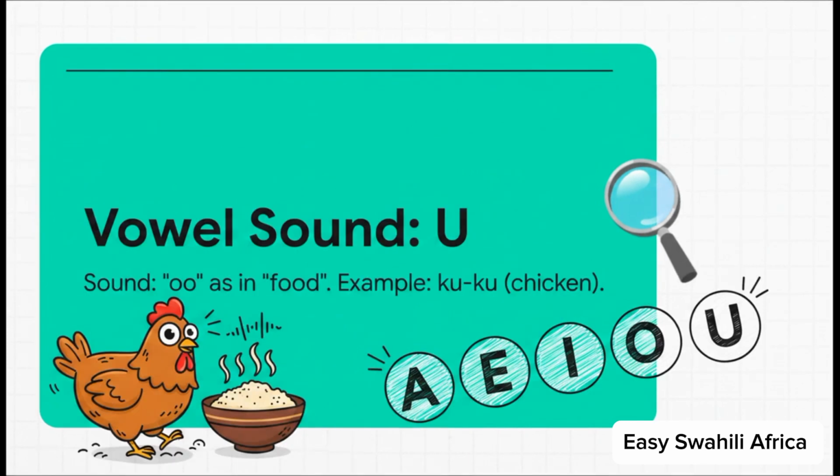Moto. And last but not least, we have U, which is pronounced like the U in food. Let's try the word for chicken. Kuku. And there you go. That's it. The 5 vowels of Swahili. A, E, I, O, U. So simple and so consistent.